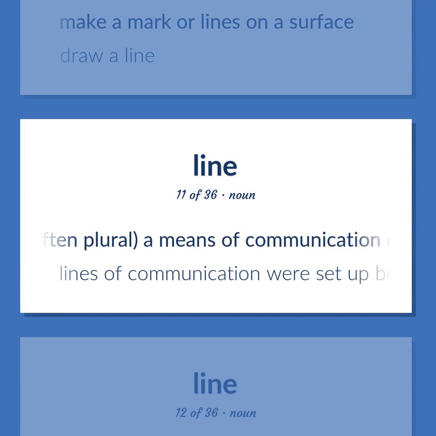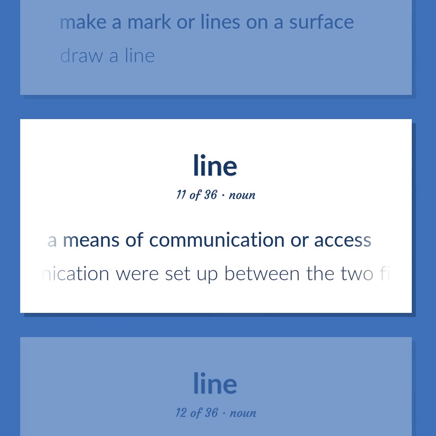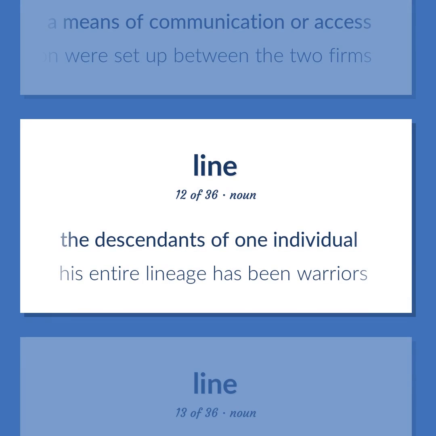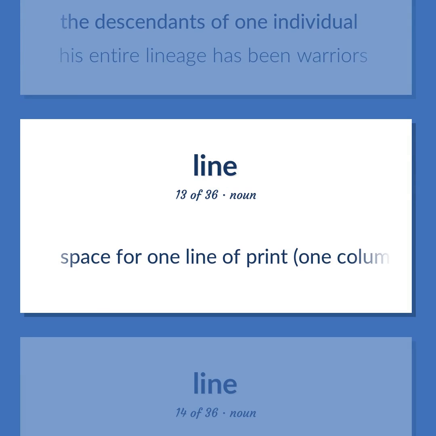Often plural, a means of communication or access. Lines of communication were set up between the two firms. The descendants of one individual. His entire lineage has been warriors. Space for one line of print, one column wide and 1/14 inch deep, used to measure advertising.